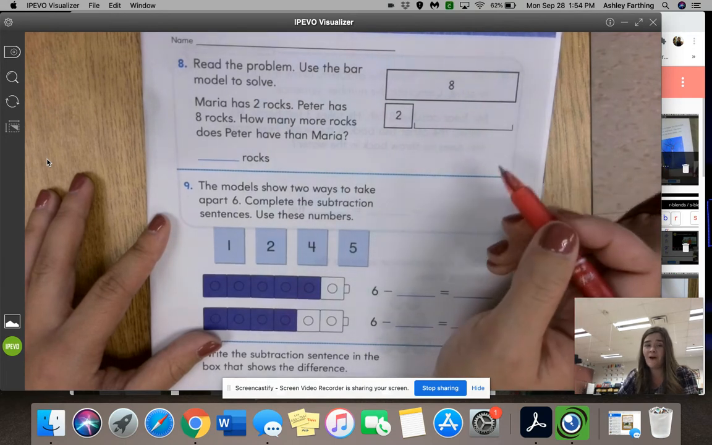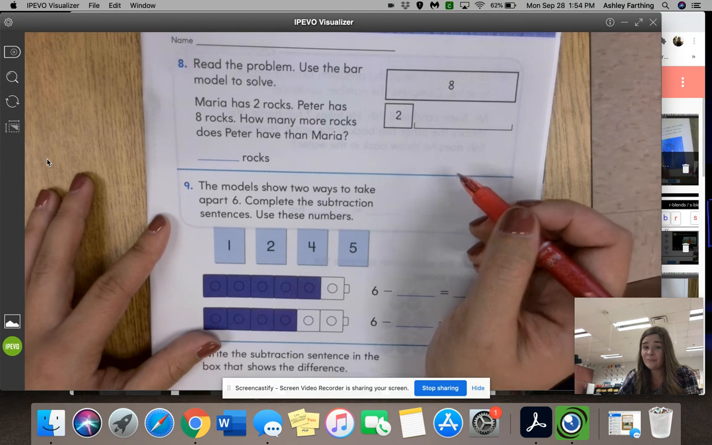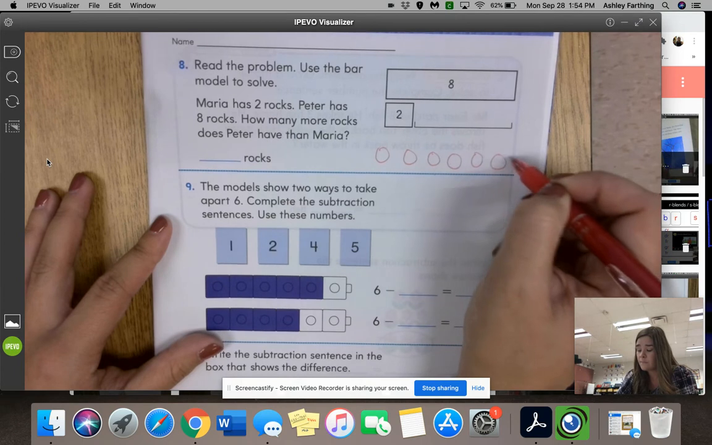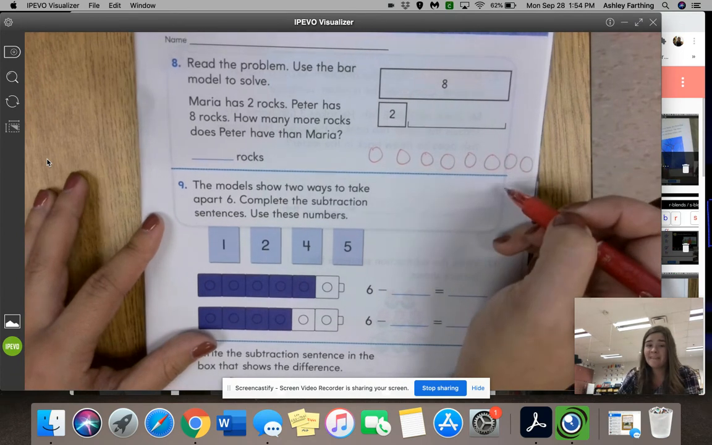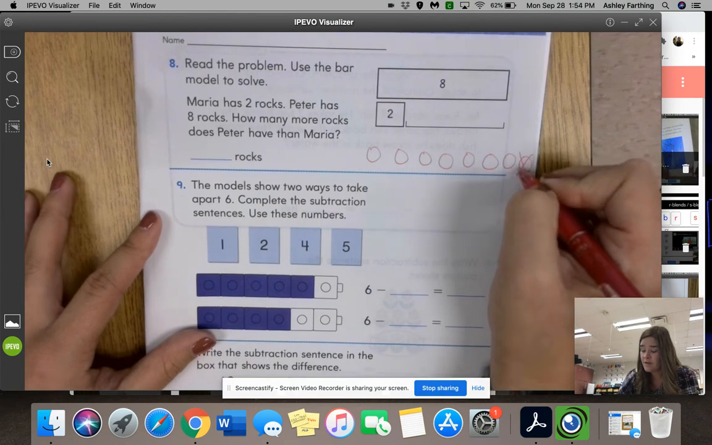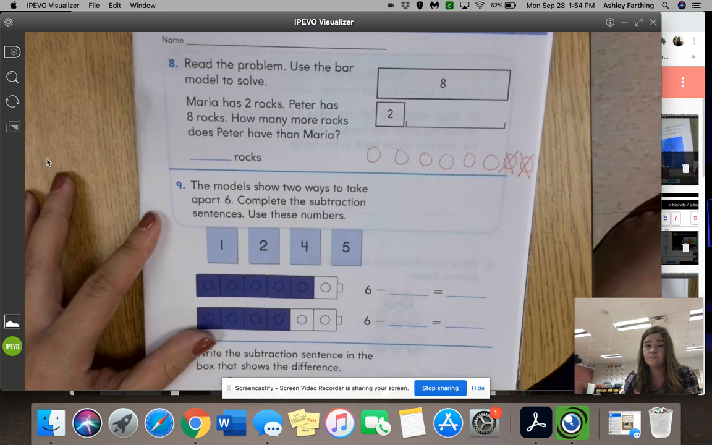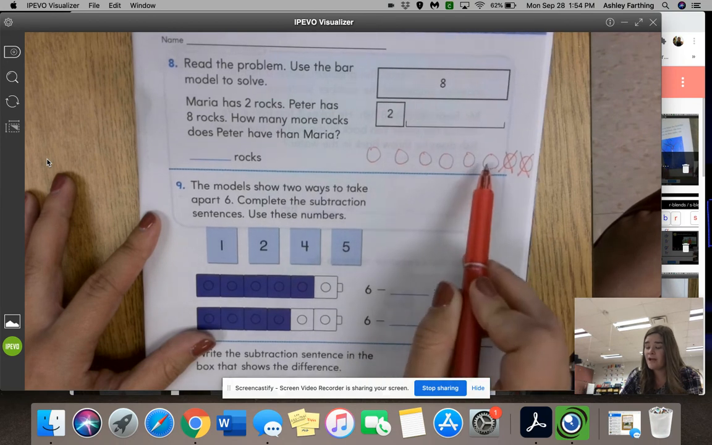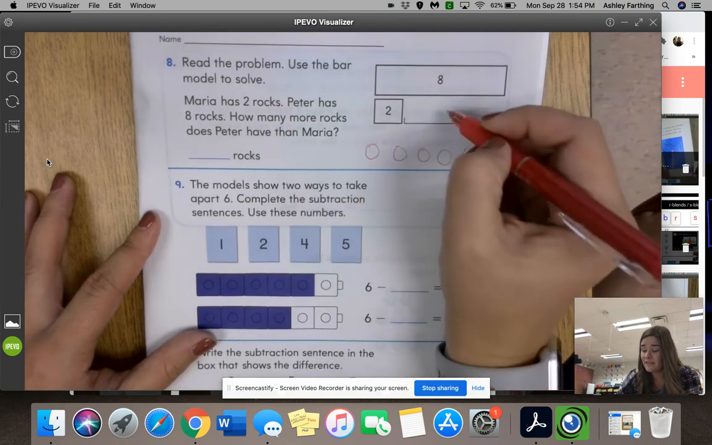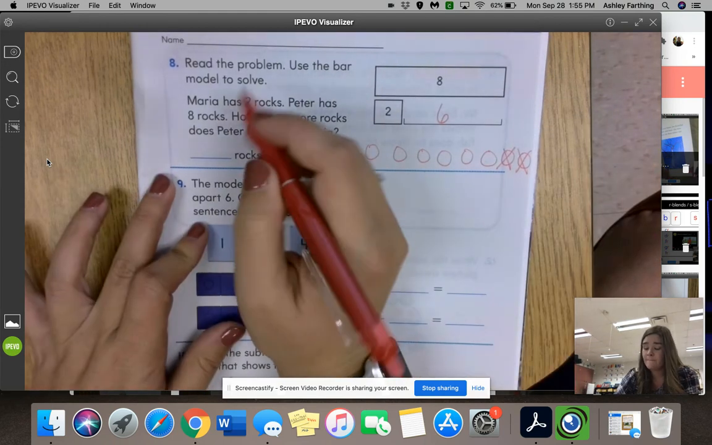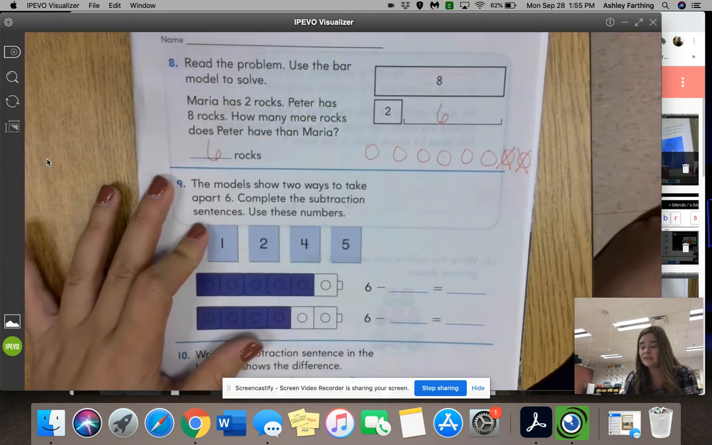How can we solve this? We could draw a picture. I'm going to draw 8 rocks. And I know that Maria has 2 of those. So I'm going to take off 2 of those. So how many's left? 1, 2, 3, 4, 5, 6. 6 is my missing number. So Peter has 6 more rocks than Maria.